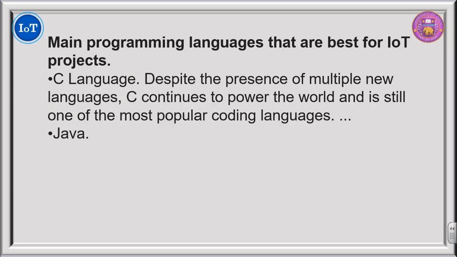The other languages are Java, Python, JavaScript, Swift and PHP. Of course, there are other languages also, but these are quite powerful and quite useful in case of IoT projects.